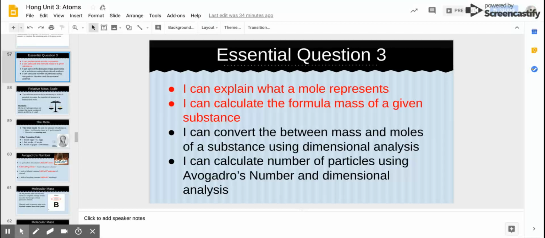Hello, this is Unit 3, Essential Question 3 video here. In this video for today, I'm going to focus on the top two red objectives: I can explain what a mole represents, and I can also calculate the formula mass of a given substance. I will talk later about the last two objectives for this essential question later in the week, but right now, I'm just going to focus on the top two red ones.